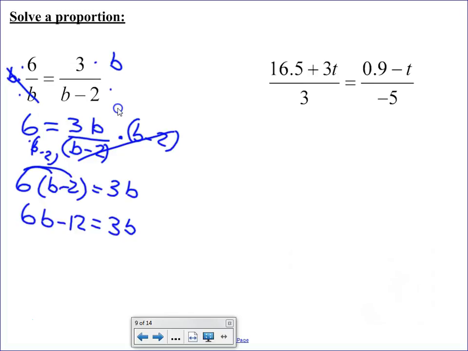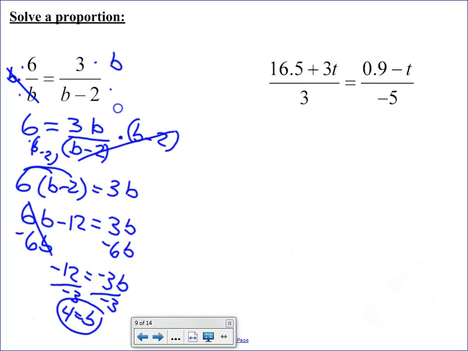Get the b terms alone on one side. So I'll subtract 6b. We get negative 12 equals negative 3b. Divide by negative 3. b is 4. Now check. So 6 to 4, and that ratio needs to be the same as 3 to 4 minus 2, which is 2. 3 is half of 6, 2 is half of 4. So it works out. Why don't you take a look at this next problem, see if you can solve that one. Pause it and start it again when you're ready.